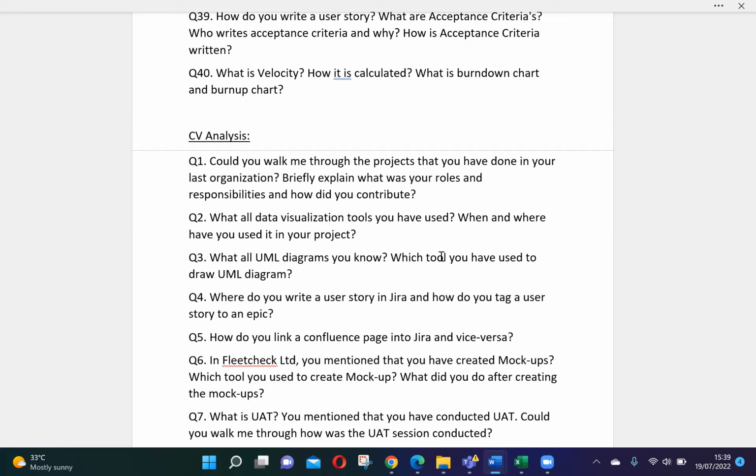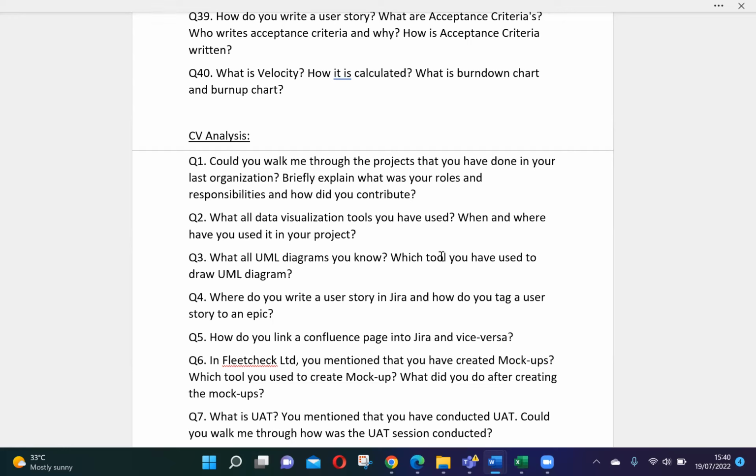Do you have any idea how to go about that? Give me the data visualization tools you have used. You can say Tableau and Power BI are the popular data visualization tools. Then, where you used it in your project, you can give the example of the LMS, where the requirement was to build the dashboards. For the dashboards, I used Tableau to create the dashboard presentation, how the dashboard should look. Like that, you have to say.